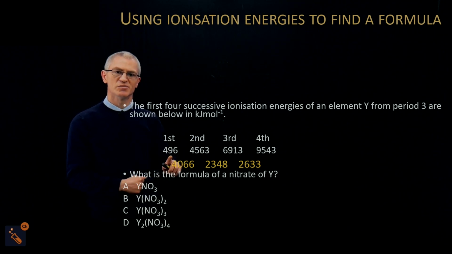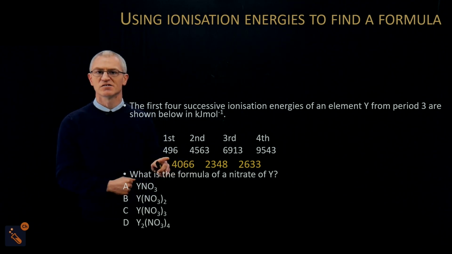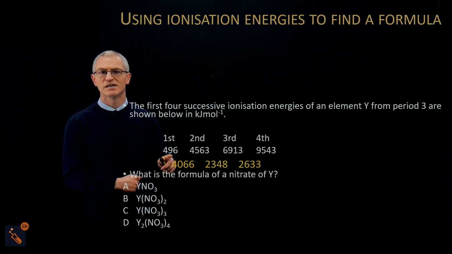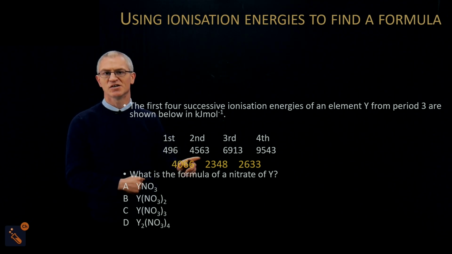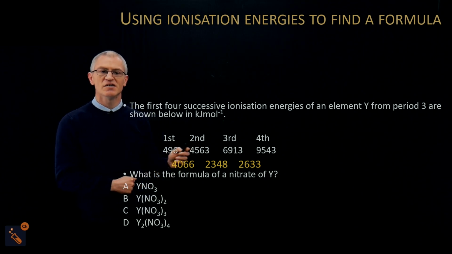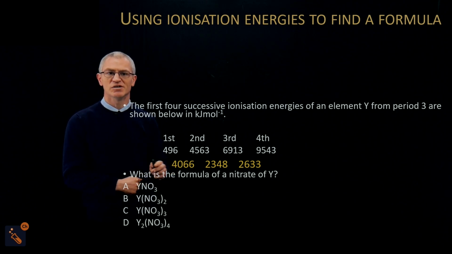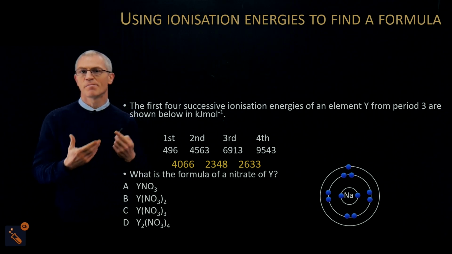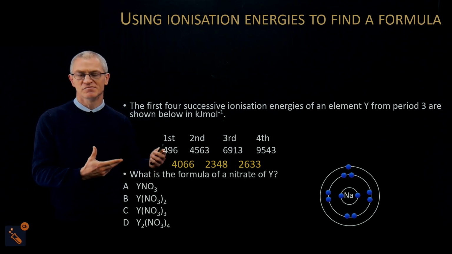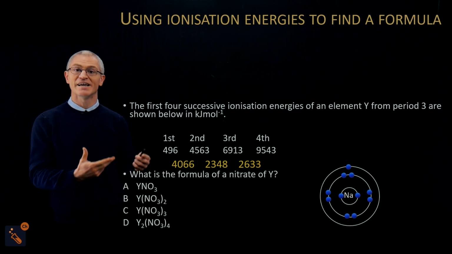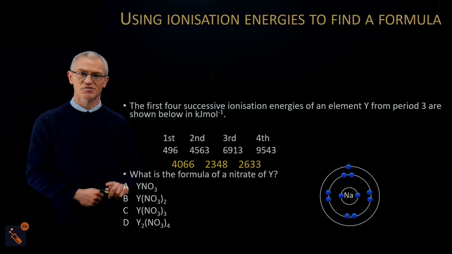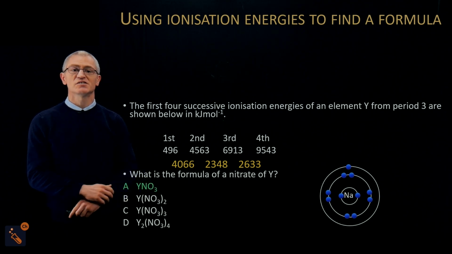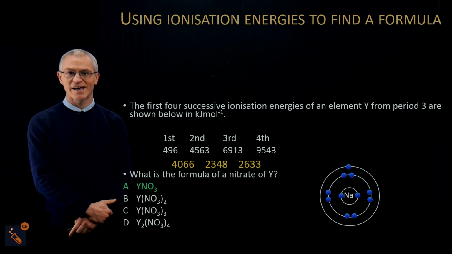Well, the big jump is between the first and the second. That means that the first must have taken it from an outer shell, and then the second must have taken it from an inner shell, which means this element has 1 electron in its outer shell, and it is in period 3. The only one with 1 electron in its outer shell in period 3 is sodium. If you then look at sodium, sodium is a positive ion, NO3 is a negative ion, so your formula will be NaNO3. NaNO3 fits YNO3 as the general formula. So your answer for this one is YNO3.